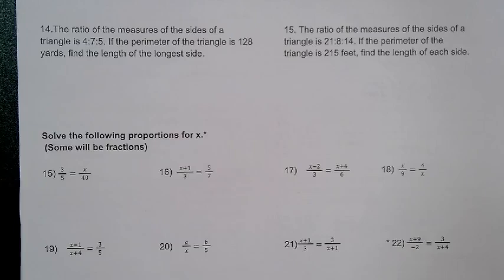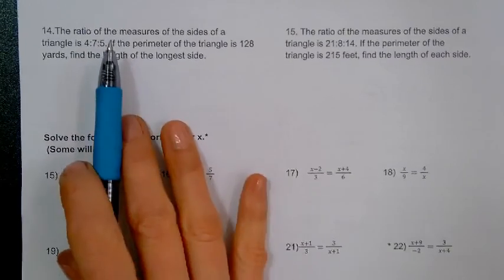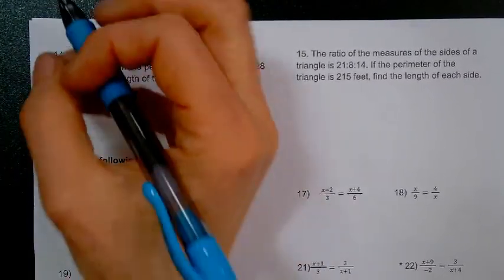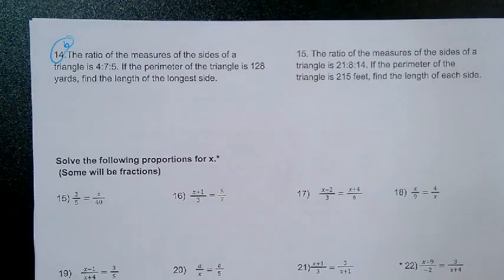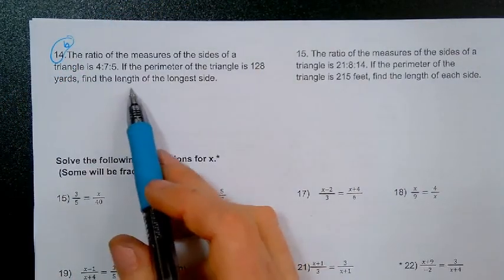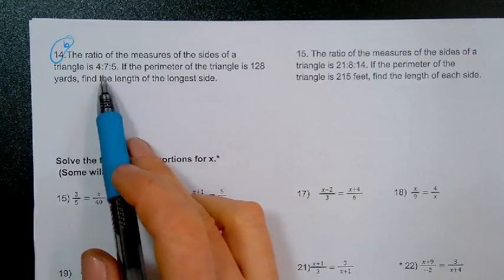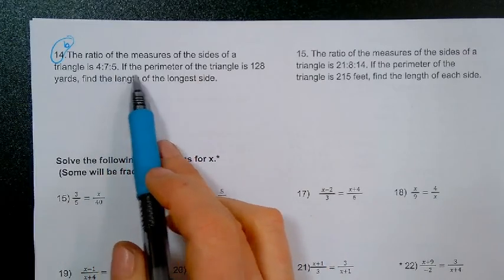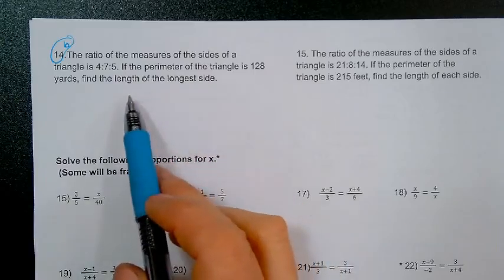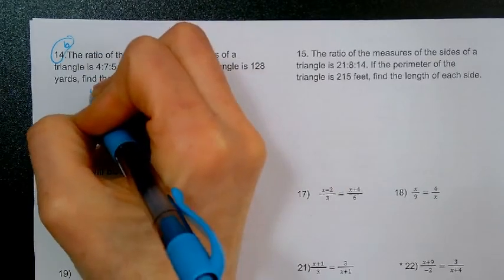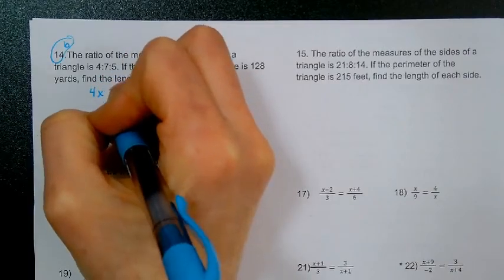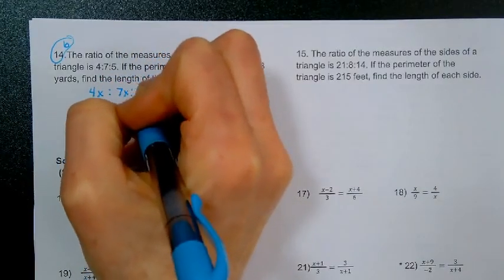Okay, so now we're looking at the back side. Let's call this 14b since I have two 14s. So this is 14 on the back side. The ratio of the measures of the sides of a triangle is 4 to 7 to 5. If the perimeter of the triangle is 128 yards, find the length of the longest side. So let's take this extended ratio again and rewrite it so we can write an equation like this.